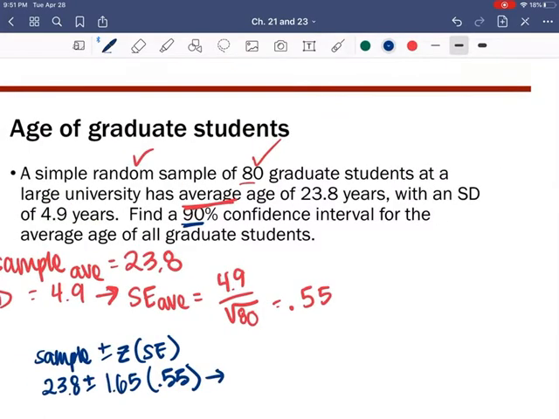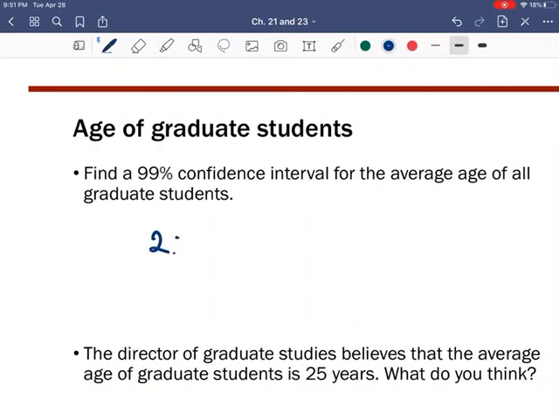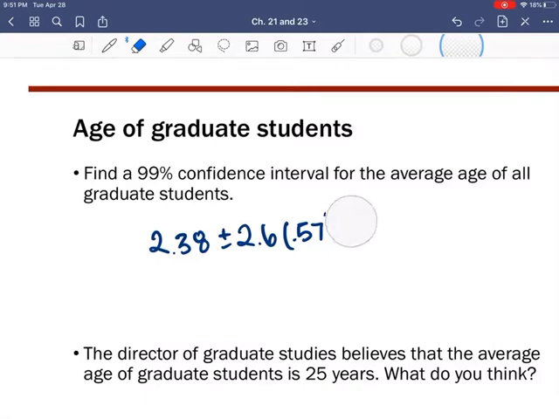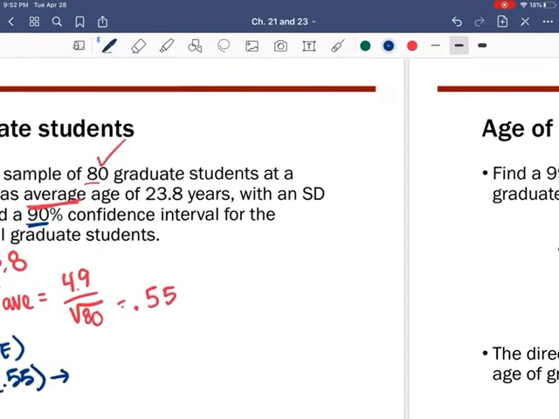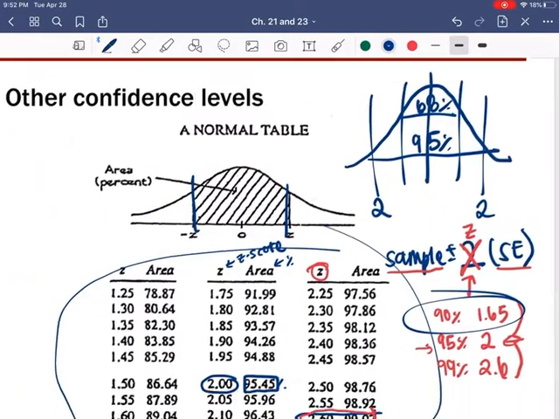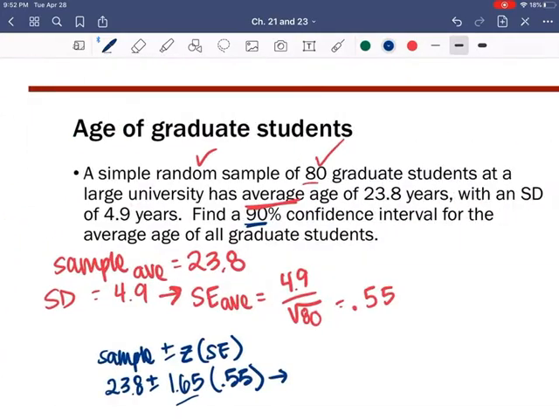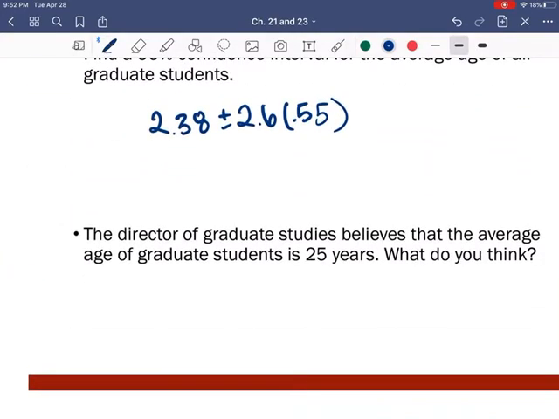Okay, 99% confidence interval. Instead of using 1.65 here, you would use 2.6. So we would say 23.8 plus or minus 2.6 times 0.55. And I got the 2.6 from this number right here.